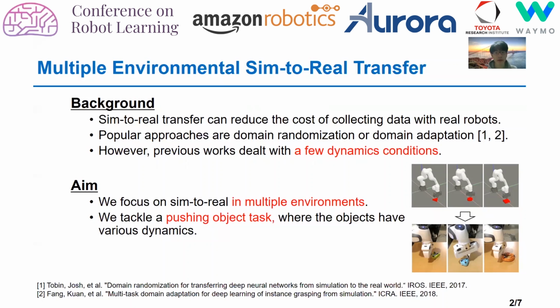However, previous works on sim-to-real transfer dealt with only a few dynamics conditions, resulting in less applicability to the real world. In this study, we explore sim-to-real transfer in multiple environments, including a wide range of dynamics. To verify our method, we apply it to the pushing object task, where pushed objects have various dynamics.